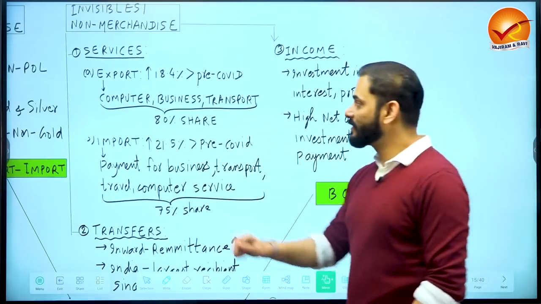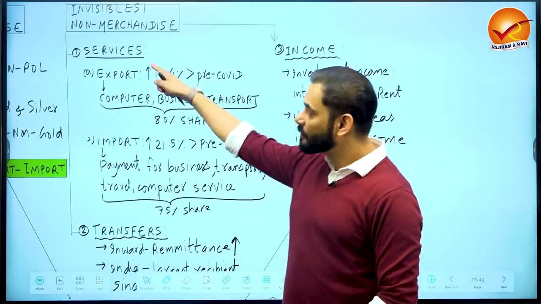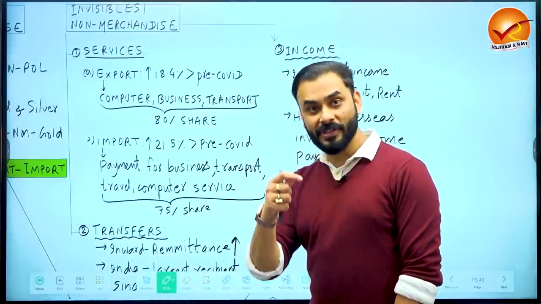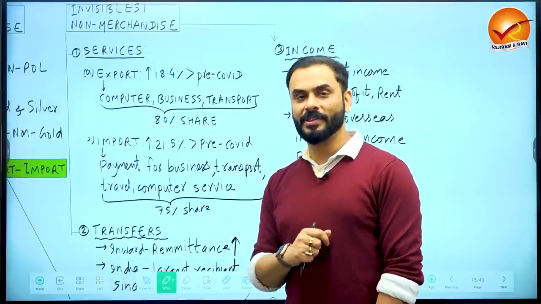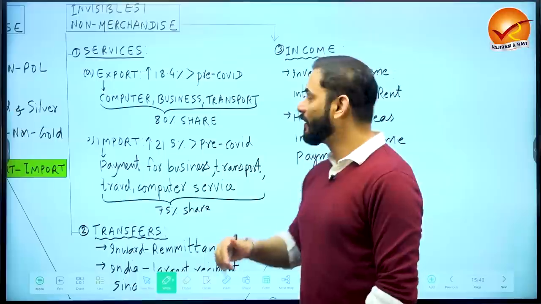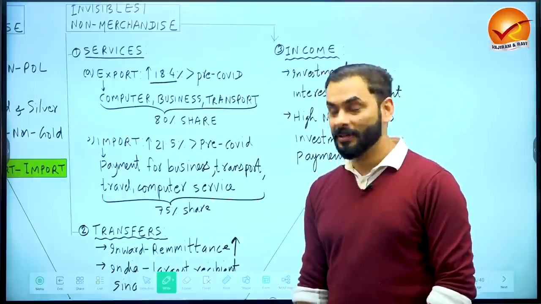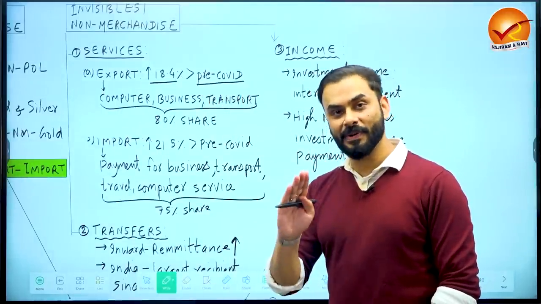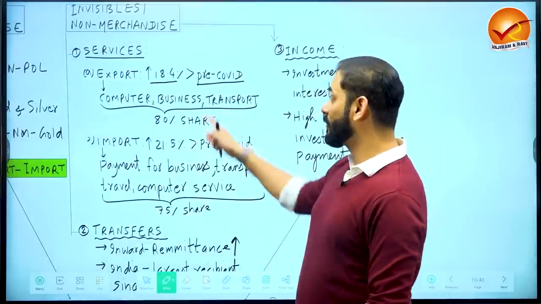Now let us look into what is the status of invisibles. Invisible would mean, as we said, services, transfer and income. So in terms of services, guys, what has been the growth in export of services? See, India is very famous for services. Our economy depends upon services. What has happened during COVID? The export of services increased by 18.4%, right? So this is higher than pre-COVID level. So we have already surpassed the pre-COVID level of increase in export of services, which is a good thing.